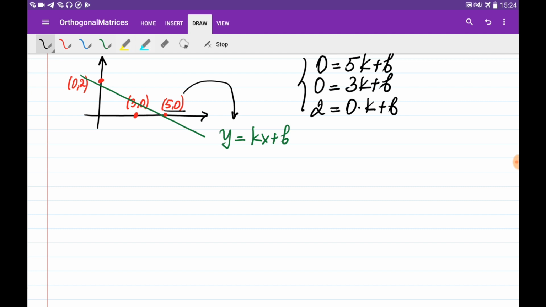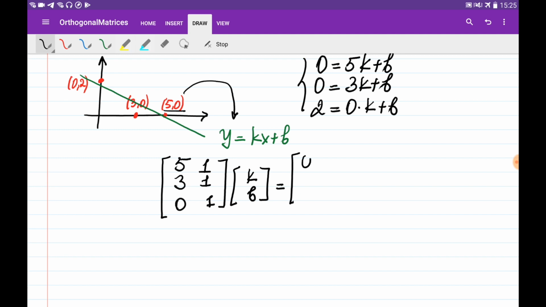At the same time, we can write down the system in a matrix form. It is going to be the matrix with rows 5, 1; 3, 1; 0, 1, multiplied by k and b, and this is equal to 0, 0, 2. So basically, we wrote down the system in a matrix form as AX equals B. So the solution for the system is going to give us the 2 parameters of the regression line.